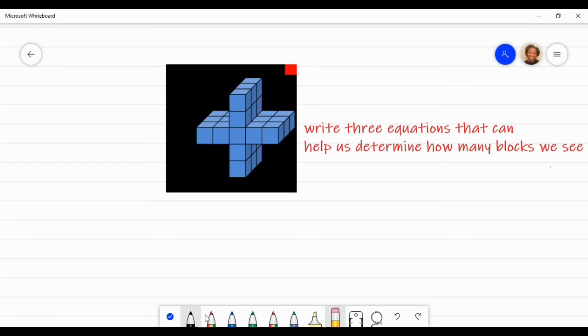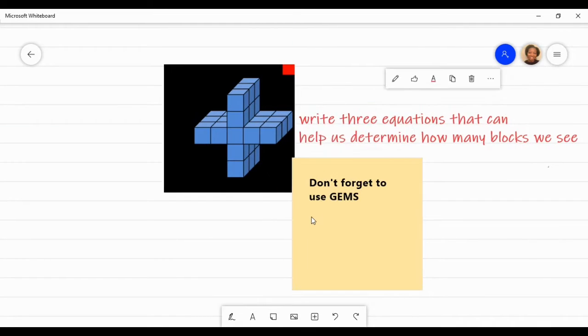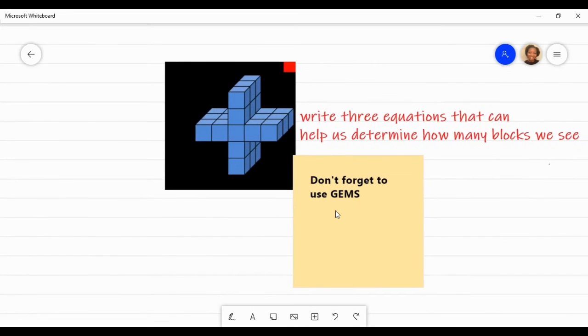Options in the whiteboard are the different color pens, highlighters, erasers, a way to crop out, go back, and redo. You can add text. That's how I wrote those directions. I can add a sticky note. It uses GEMS. GEMS is just another way of doing order of operations: grouping symbols, exponents, multiplicative comparisons, and then subtraction and addition. So I just want to make that note go away.